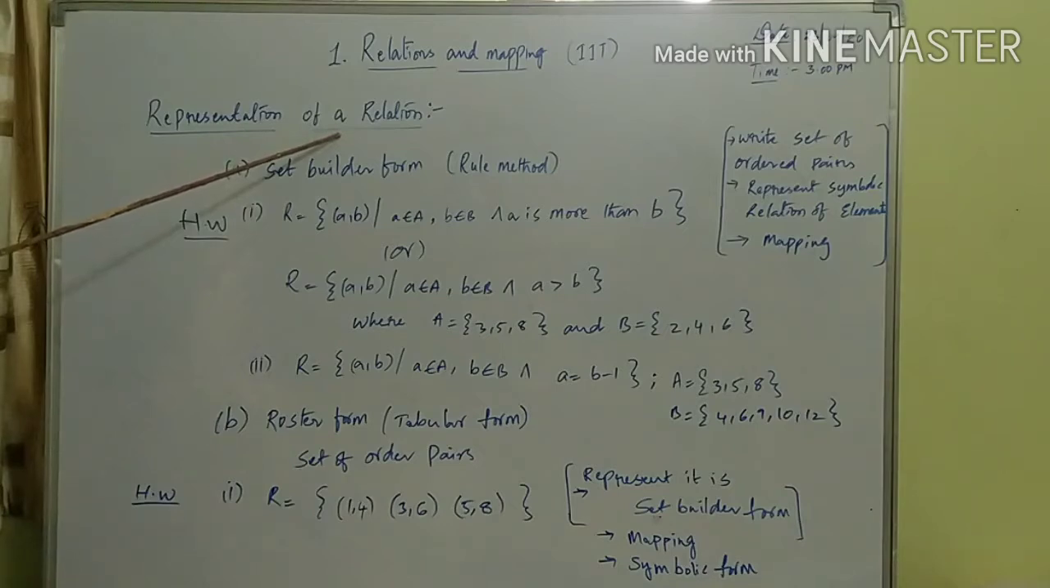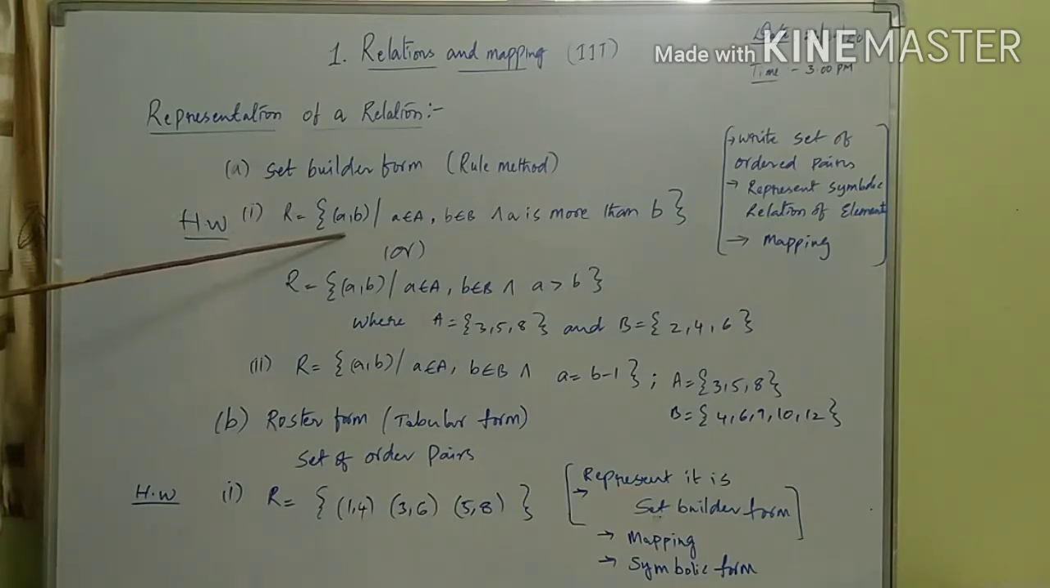How many ways do we have to represent a relation? There are 3 ways to represent any relation. So the first one is set builder form. This is also called the rule method. So this is your HW. This representation is called set builder form.